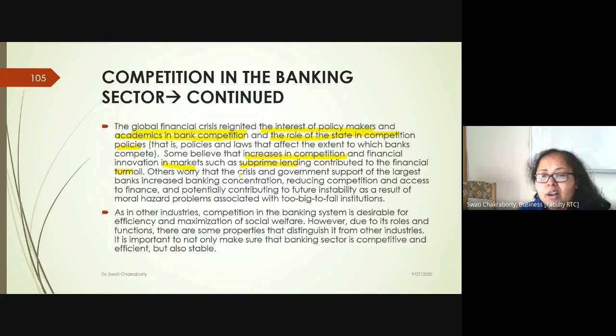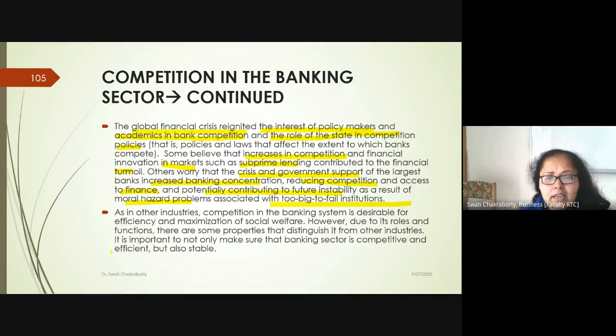And there are others who worry that the crisis and the government support of the largest banks actually increased banking concentration. Large banks started dominating, which reduced competition and access to finance, and actually resulted in future instability, as a result of the moral hazard problems associated with too-big-to-fail institutions. Big institutions will not fail, so what happens if they are in crisis? The government protects them, supports them. So the big banks have been dominating the market.